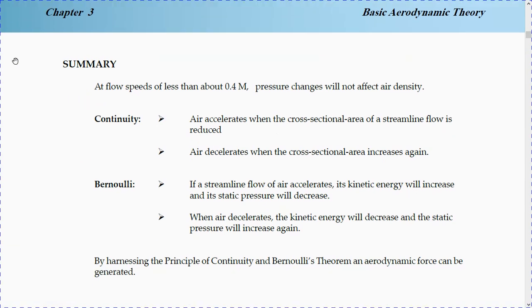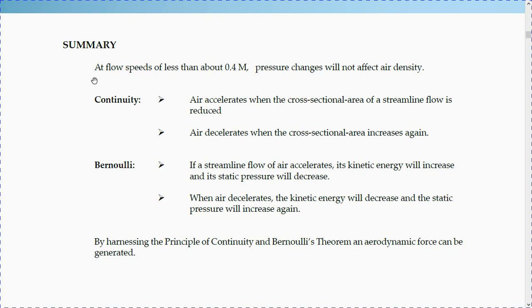So, summary. At flow speeds of less than about 0.4 Mach, pressure changes will not affect air density. So the air doesn't compress enough to increase or decrease air density at less than 0.4 Mach. So the principle of continuity, as we were saying before: air accelerates when the cross-sectional area of a streamline flow is reduced, and air decelerates when the cross-sectional area increases again.